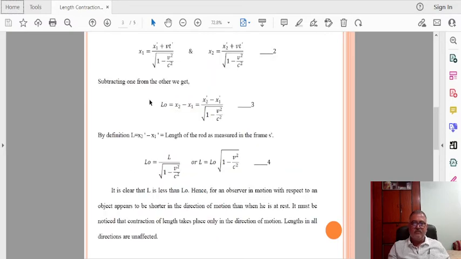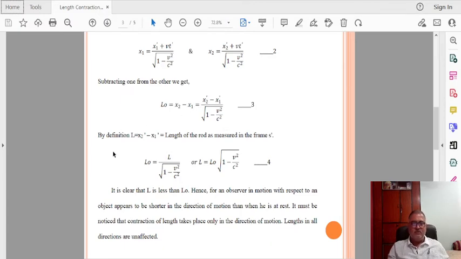Yes, this is the L0. Here we will subtract this equation from this equation, that is x2 minus x1, and by subtracting, vt prime will get cancelled, and we get this factor. Because of the minus sign, we get x2 prime minus x1 prime upon root of 1 minus v square upon c square. This will be the third equation.